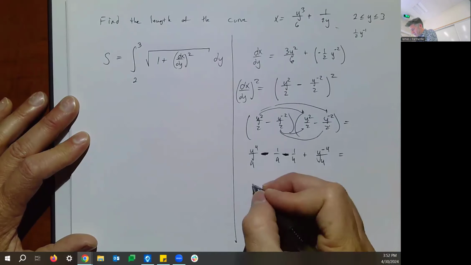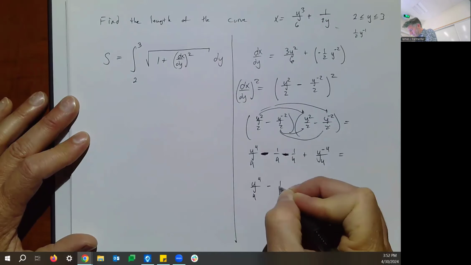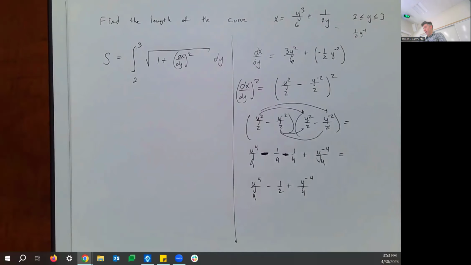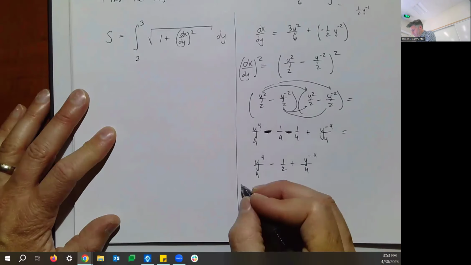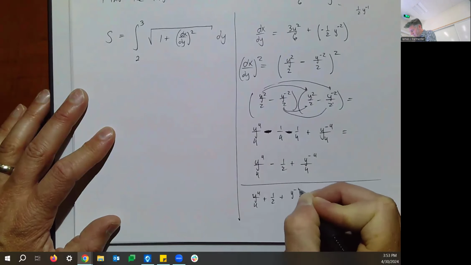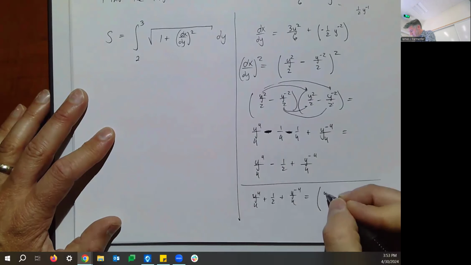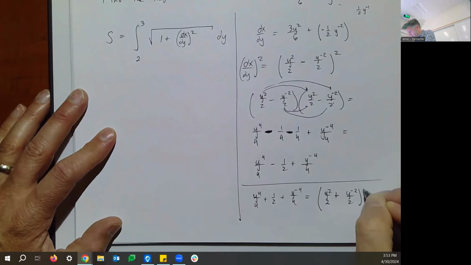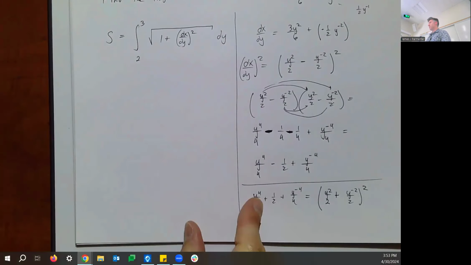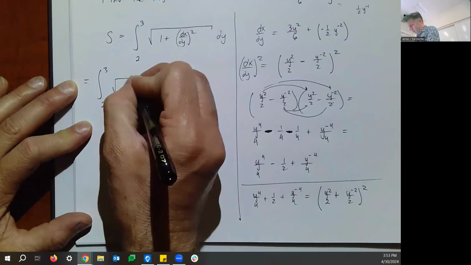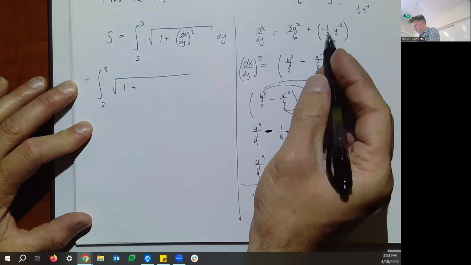So that's going to simplify as y to the 4th over 4 minus 1/2 plus y to the negative 4th over 4. And then if we add 1, we'll note that y to the 4th over 4 plus 1/2 plus y to the negative 4th over 4 is going to factor as y squared over 2 plus y to the negative 2 over 2, squared. We haven't gotten there yet, but I'm just saying, I know that's going to happen. So now let's write out the formula here. This is going to be the integral from 2 to 3 of the square root of 1 plus our derivative squared.